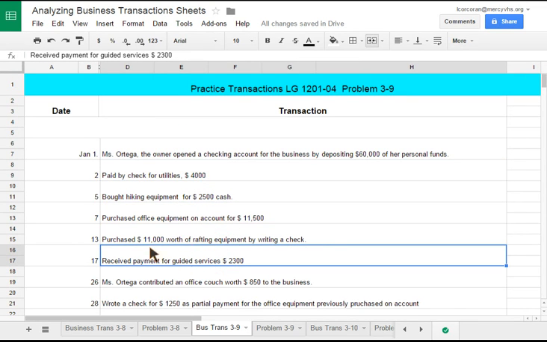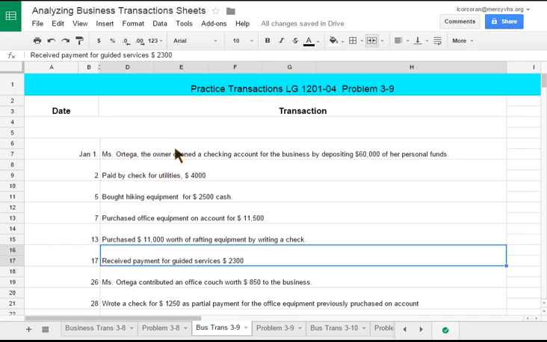So in 3-8, I took you through each transaction, but with the help of each other in class and with the other practice, I think we should be good to go for this. So I will get you started. We're going to read the transactions. Juanita Ortega opens a business, and this is a hiking service business, and she also provides rafting trips too. And it's called Outback Guided Service.